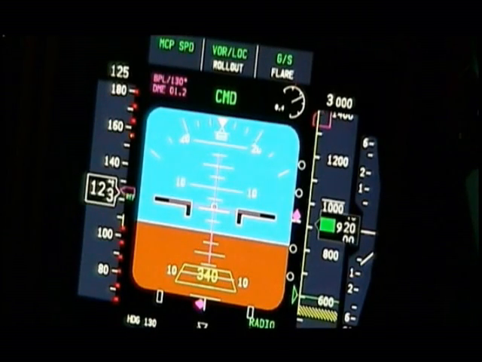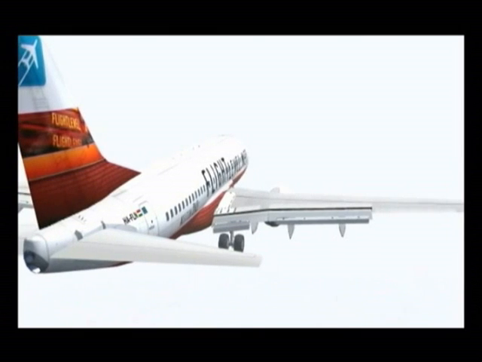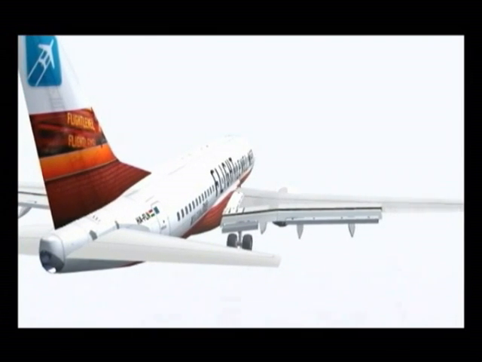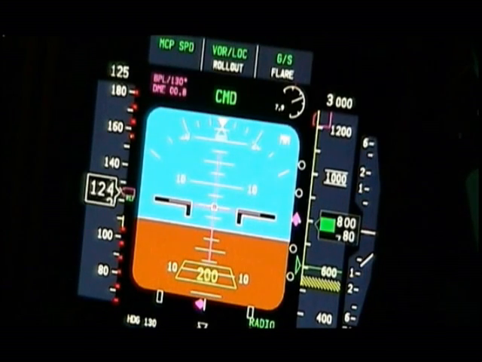At 150 feet from the ground, 100 feet from the decision height, both the first officer and the automatic systems warn the captain that a decision to land is imminent. The call-out is approaching minimums.